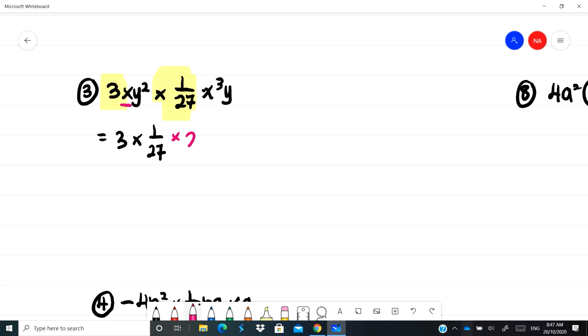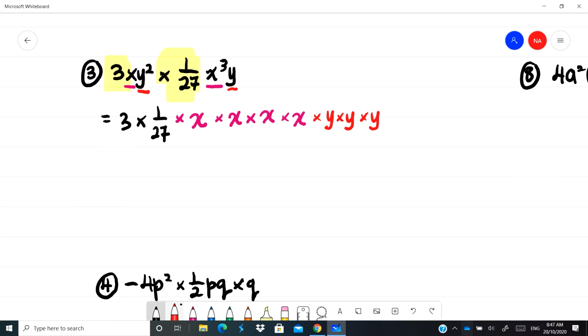X, so multiply by x, right? Tolong bezakan antara darab dengan x. Hati-hati bila tulis. So next one, x to the power of 3. So x to the power of 3 maksudnya x 3 kali. 1, 2, 3. So that one is x. So now y. Y to the power of 2. So multiply by y, 2 kali. And another one y, multiply by y.